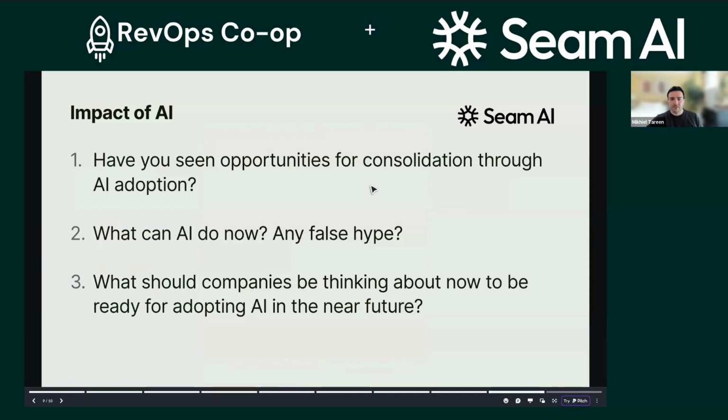So first, we can start a bit broad. Have you seen opportunities for consolidation through AI adoption? Like, what's happening right now with AI that folks can do to help reduce their stack? Conrad, you want to jump in with this one? Yeah, I'll take a stab at this one.